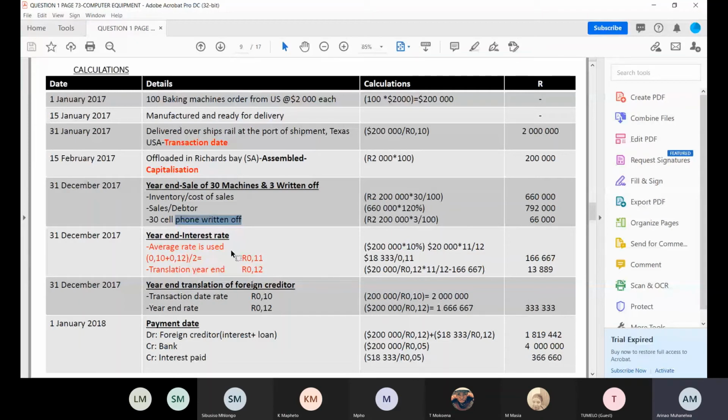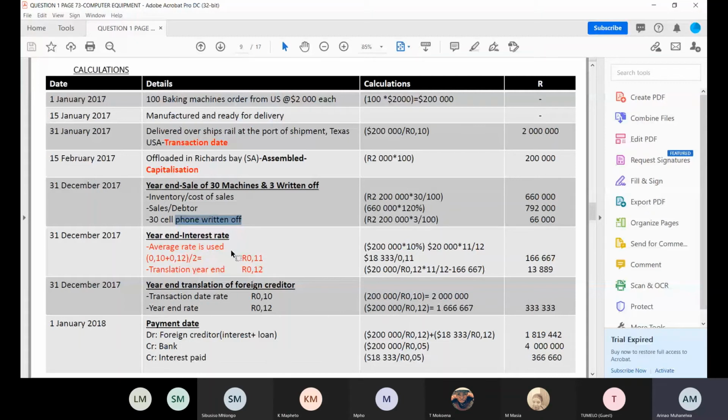Now we'll be coming to the more interesting part. I think this is where the IAS 21 applies. I'm not saying on the transaction date it doesn't apply, because that tells us that on transaction date you must convert it from foreign currency to the currency that you're using.